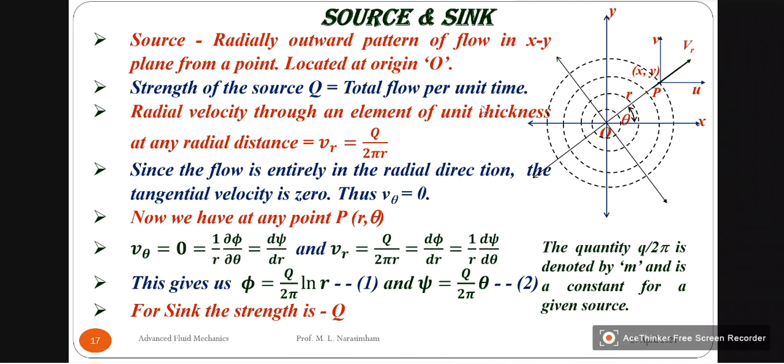The only difference between source and sink is that in the case of source, the flow will be outwards, and in the case of sink, the flow will be inwards, that is to the center. So if we take any radial distance r, a strip of width dr, or I mean a strip of thickness 1 unit.